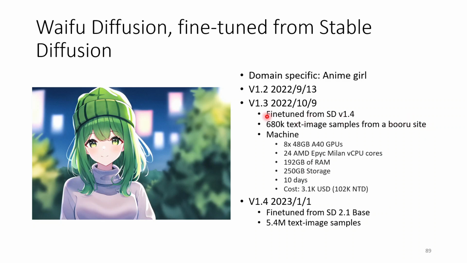So when they compile the data set, they use a machine. It looks like quite a good machine because there are 8 A40 and 22 high-end GPUs. They trained for 10 days, and it takes around 120K New Taiwan dollars to create the model. But interestingly, it is feasible. This is not a company. It is just a community of fans. They enjoy the training process, and they generate the model.